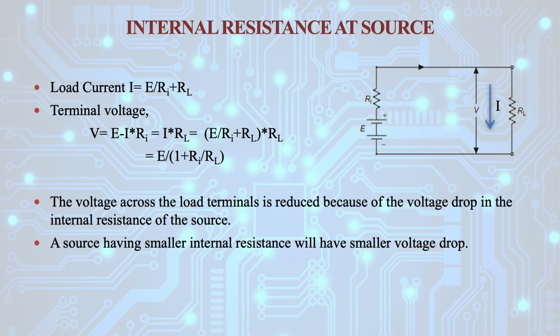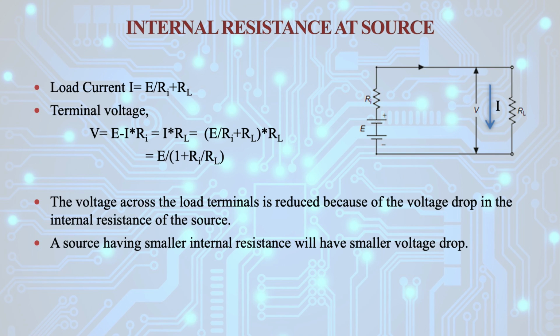So equivalent resistance in this circuit is equal to Ri plus RL. Now as I already told you, if you want to calculate the terminal voltage, this terminal voltage can be written as V equal to E minus IRi, or it can be written as I into RL. So you have a value of I, that is I equal to E upon Ri plus RL. You just put this value in this equation. So you will get the equation of terminal voltage V equal to E upon Ri plus RL multiplied by RL.